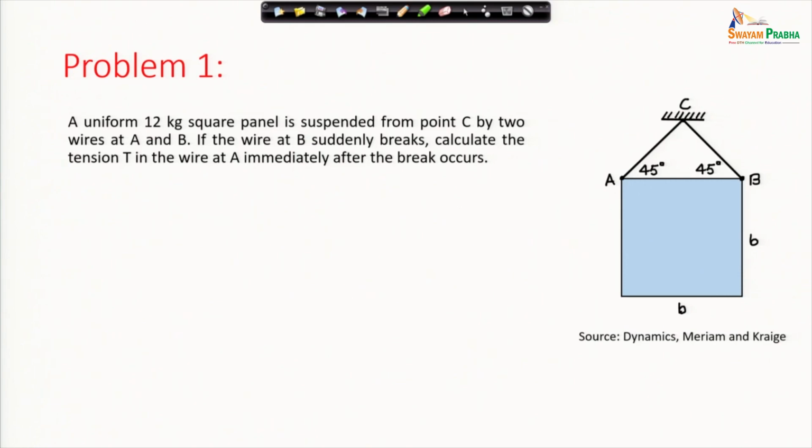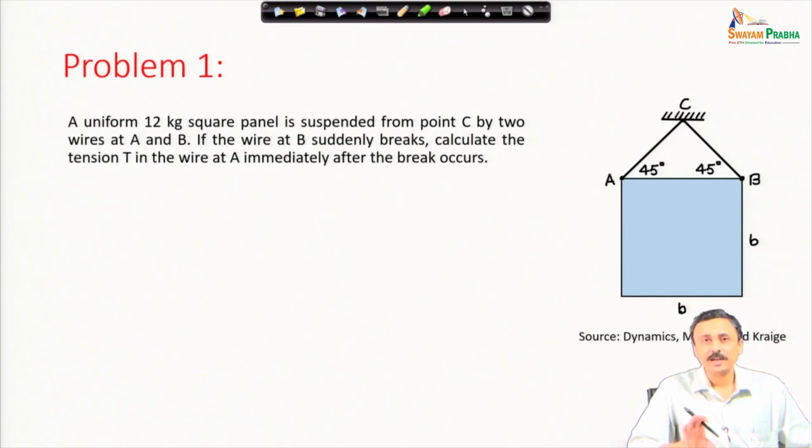It says a uniform 12 kg square panel is suspended from point C by two wires at A and B. If the wire at B suddenly breaks, calculate the tension T in the wire at A immediately after the break occurs. Now, when this wire at B breaks, at that instant, the whole system was at rest initially and suddenly this break takes place.